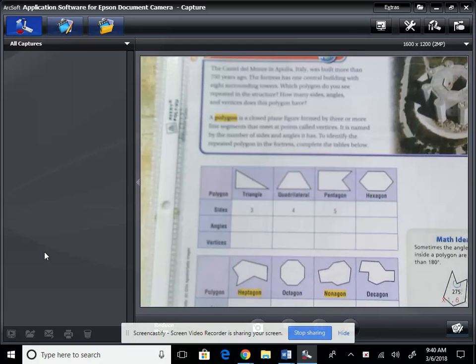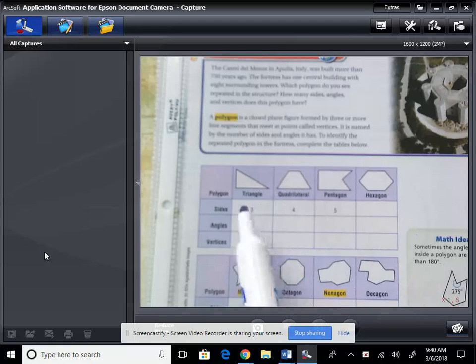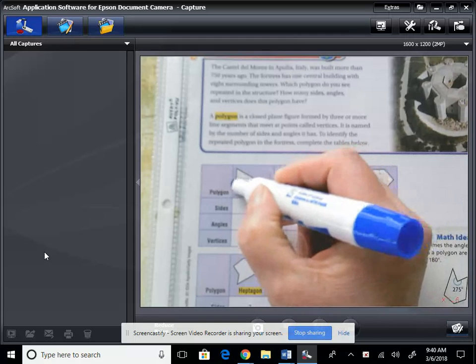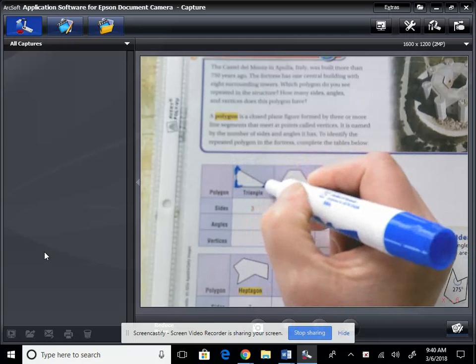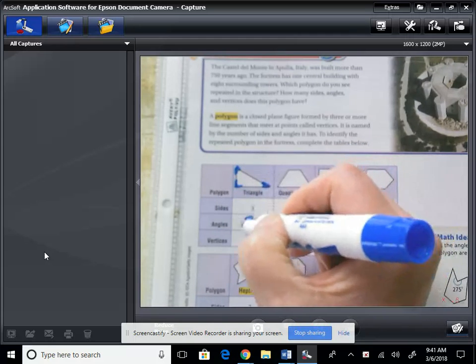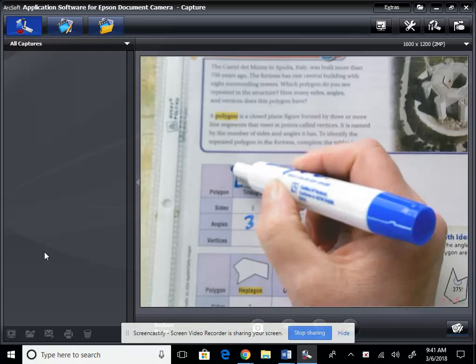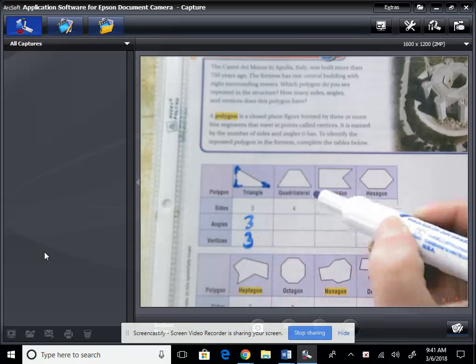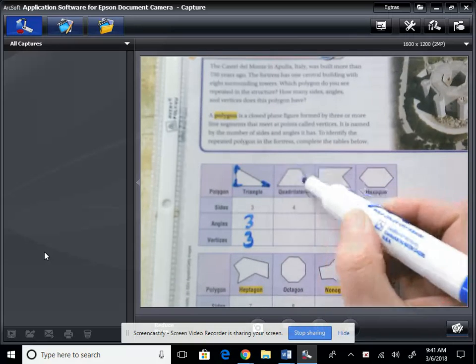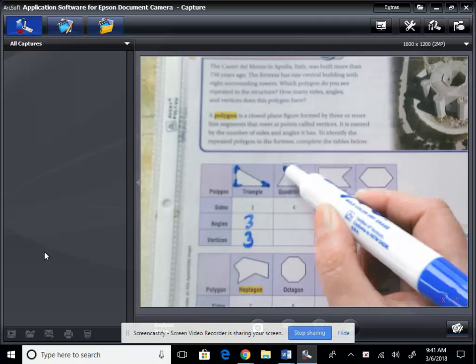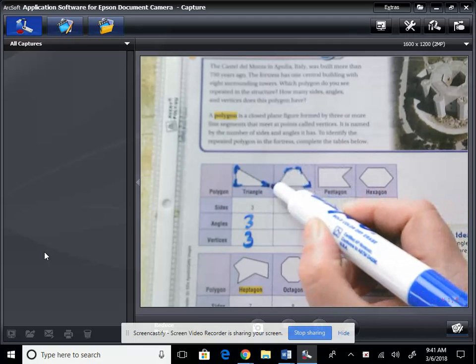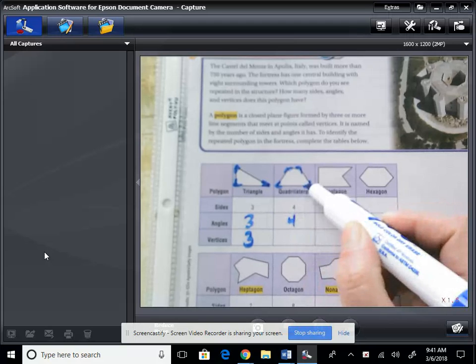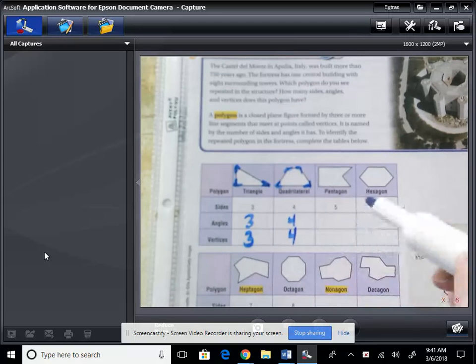All right. Now, let's look at these polygons. We have a triangle. It tells us how many sides it has. Angles: an angle is where 2 line segments meet. So we have 3 angles. A vertex is the point at which they meet, and that's 3. Quadrilaterals have 4 sides, 4 angles, and 4 vertices.